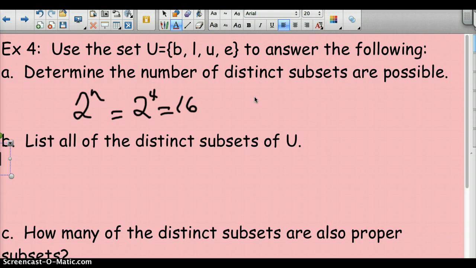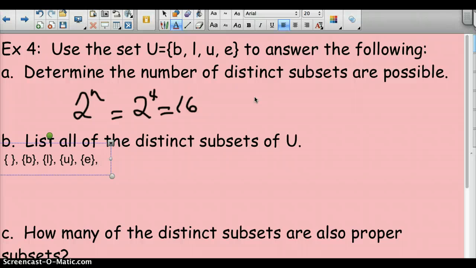Now, let's talk about what they are. And I'll set you up with the way that I normally do this. I always start with the null set, because I know it's going to be an actual set, and then I start from low to high. I'm going to start with the ones that have 1 element in them. So I'm going to start with B, L, U, and E. So that's all of the subsets that have one element.